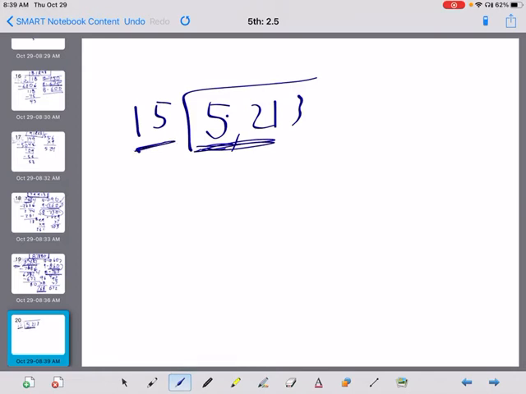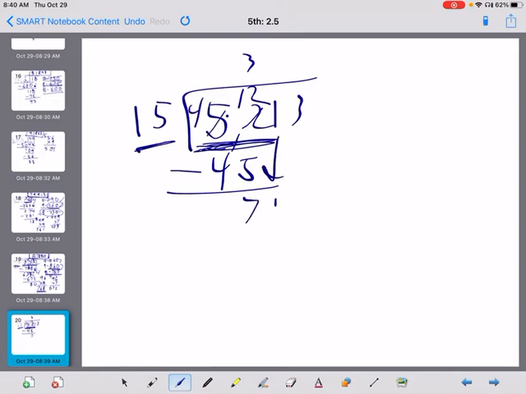What does this number go into? 15 doesn't go into 5, but it does go into 52. How many times does 15 go into 52? Well, think 15, 30, 45, 60. Well, 45, that would be 3 times. So 3 times 15 is 45, because we were counting by 15s. This becomes 12. This becomes 4. 12 minus 5 is 7.